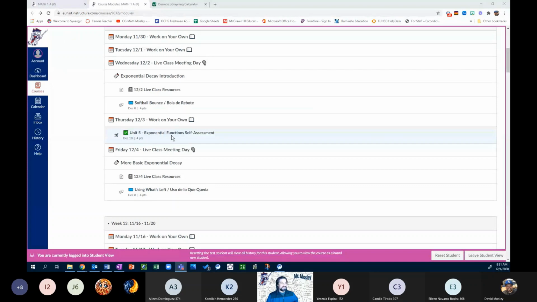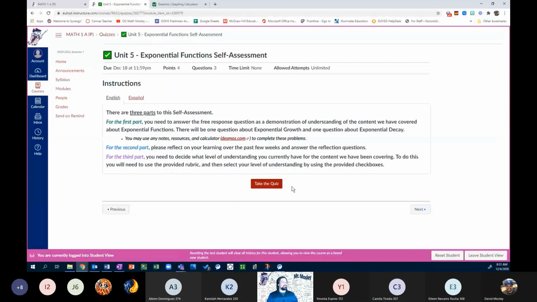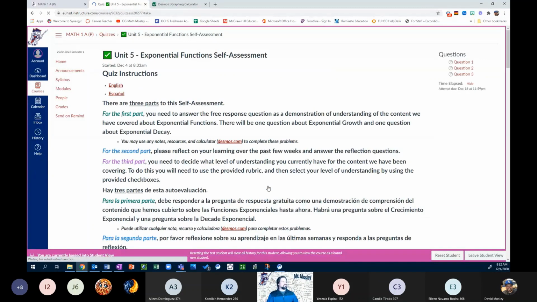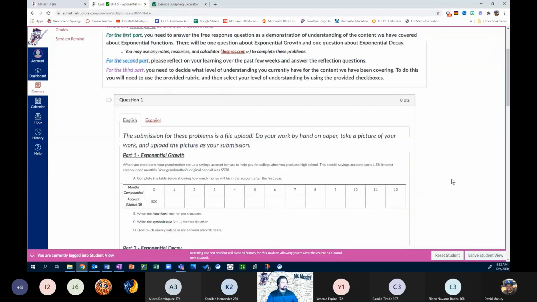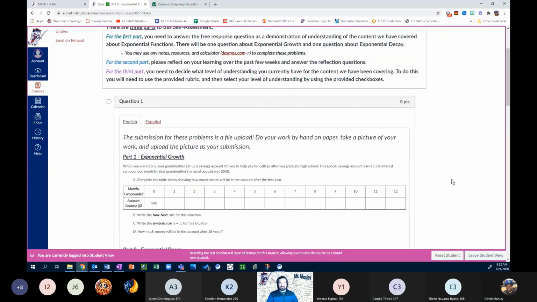The Unit 5 self-assessment, the exponential function self-assessment, is also now available. You do not need to necessarily start it right now, but I wanted to make sure it was available so you had time to work on it. As with the previous self-assessments, there are 3 questions. The first question is a free response question, a demonstration of your understanding of the content.